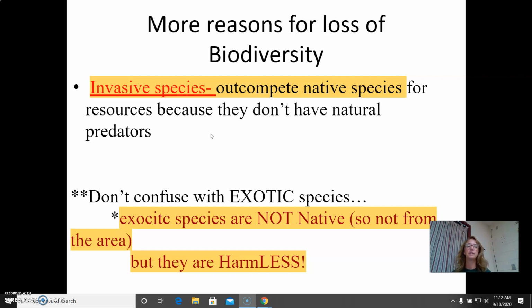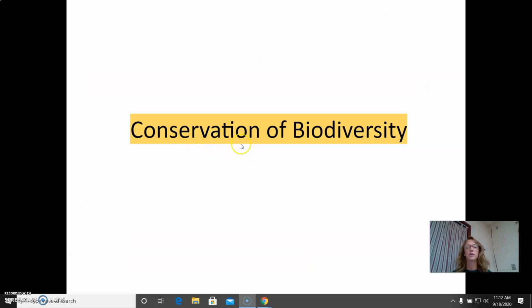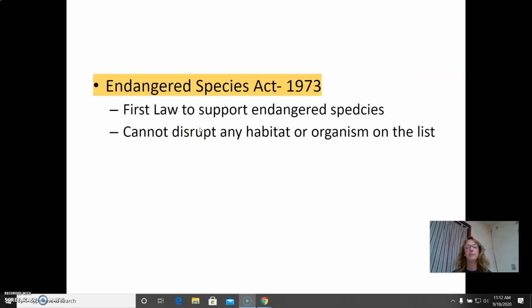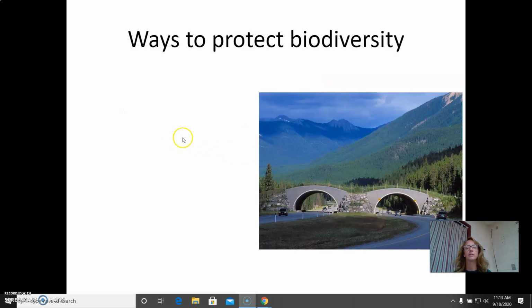So sometimes a species comes in and it kind of fits into the ecosystem and doesn't cause harm. If a species comes in and ruins the ecosystem, then we call it invasive. And we are going to talk more about that in class. So how do we save biodiversity? Our first law that was put into order was the Endangered Species Act in 1973, and it protected endangered species and organisms that were close to being endangered.